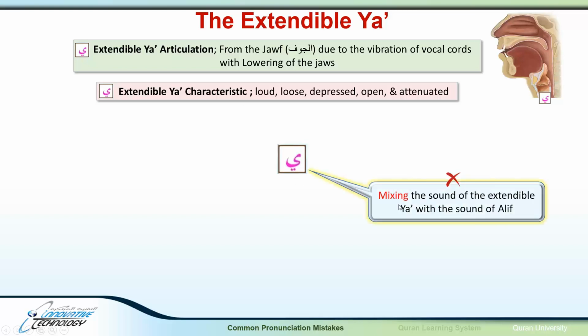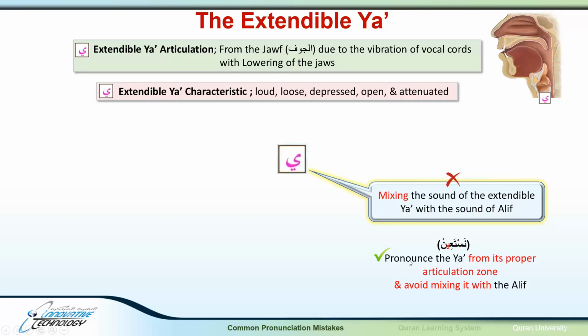The first common mistake is mixing the sound of the extendable ya with the sound of alif due to not depressing the jaw enough. Example, nasta'ayn. Nasta'ayn is created because we didn't depress the jaw enough, and it sounds like something in between the E and the A, something similar to the English A. Nasta'ayn instead of nasta'in. So let's listen to the proper pronunciation by Al-Husari.